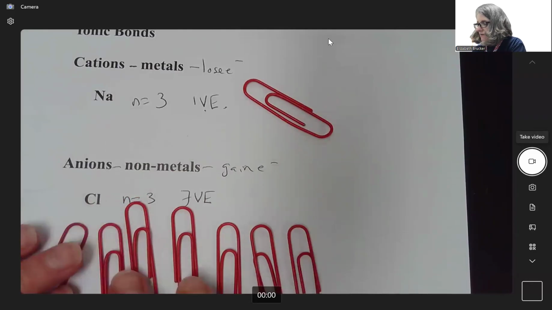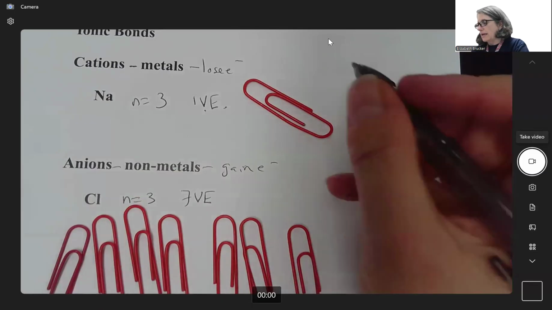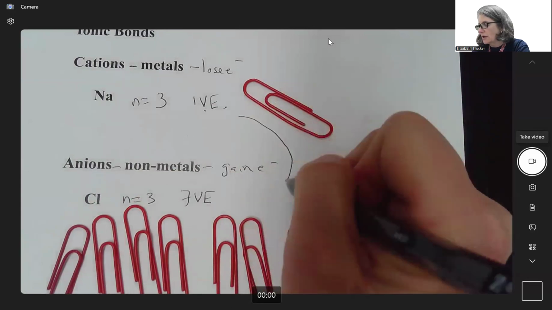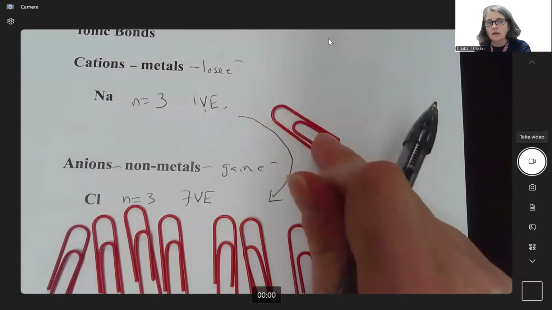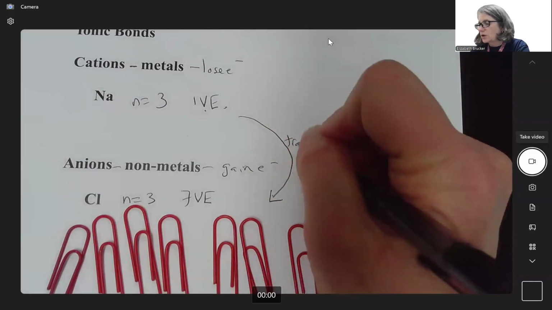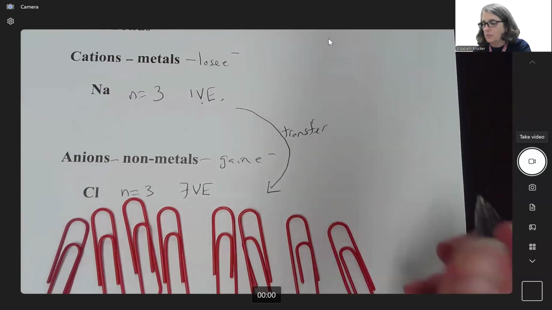So if it has 7 valence electrons in its outermost shell, it's going to want to gain an electron. Really what's happening is the metal is going to transfer its electron. This electron is going to come from the sodium and go to the chlorine. So write down the word transfer. That's going to be the key word we use for ionic bonds.